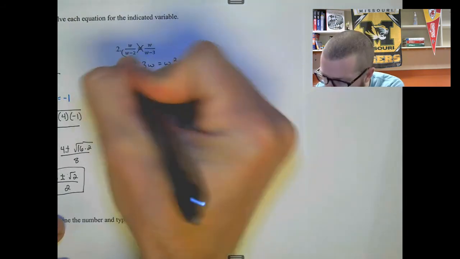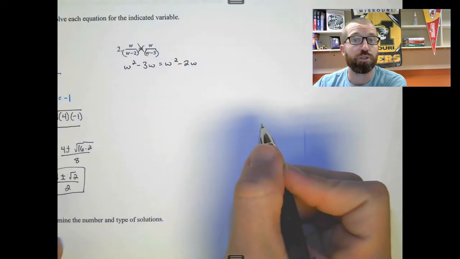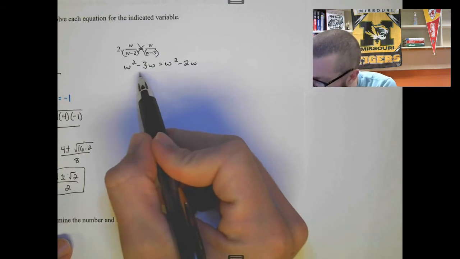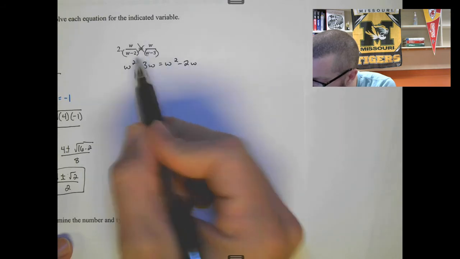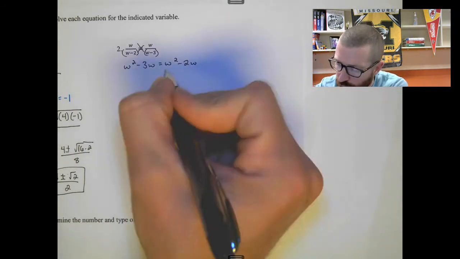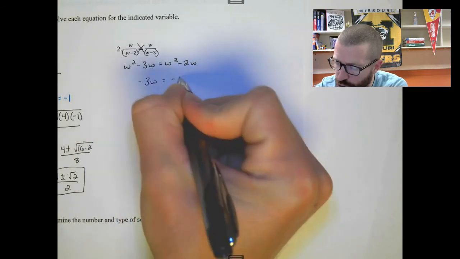It might be helpful to put parentheses around that. And then, oh, these cancel, don't they? w squared minus, yeah. And so here, this is not a quadratic, actually. If you subtract these from both sides, you get negative 3w is equal to negative 2w.